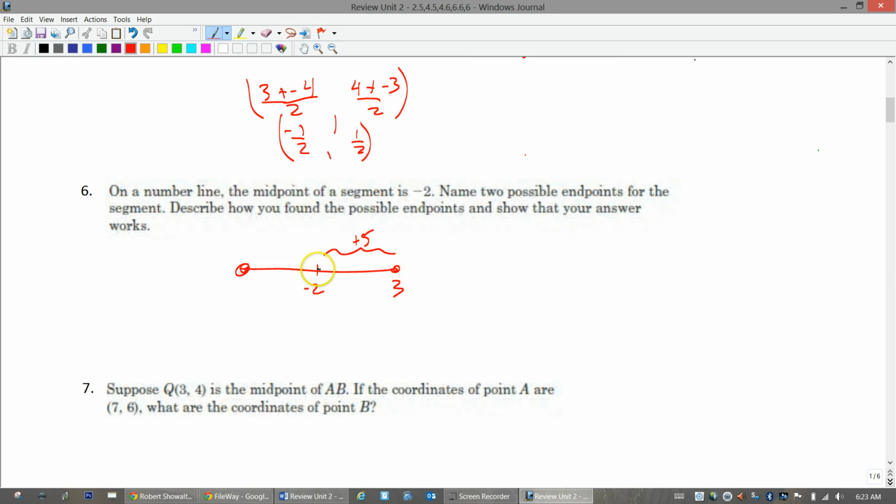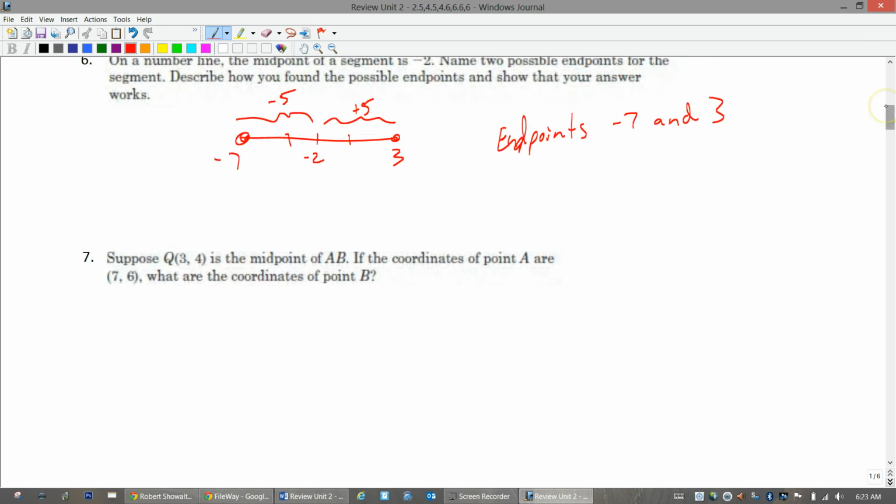If I added 5 there, since it's the midpoint, these two have to be congruent. So I would need to subtract 5 on the left. So that would be negative 7. So the endpoints would be negative 7 and 3. Woot woot.